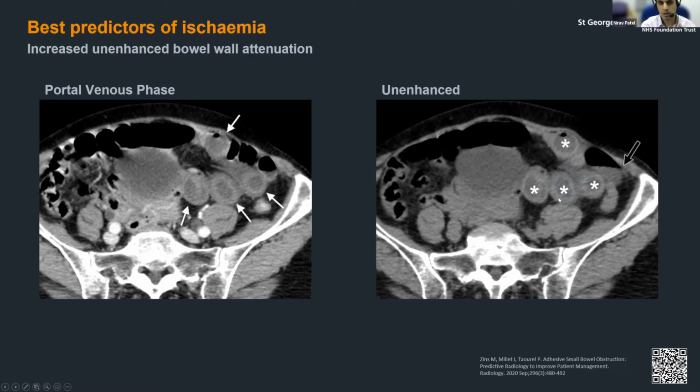I have to say, however, we wouldn't routinely do this as part of our imaging, particularly with a high volume of patients that come through our emergency department. But it's something to bear in mind if you are strongly suspecting bowel ischemia, to have a non-enhanced study as well.